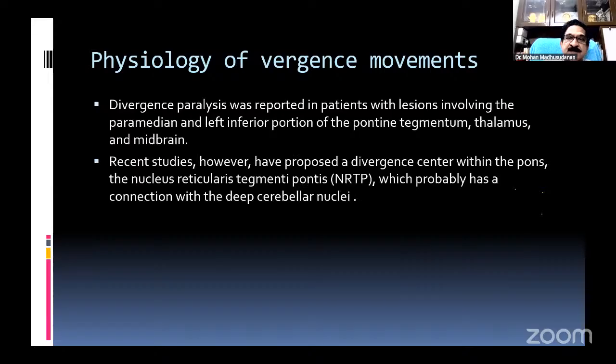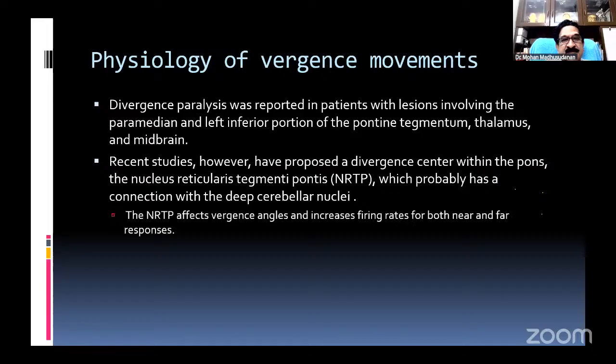Recent studies, however, have proposed a divergence center within the pons. It is called the nucleus reticularis tegmenti pontis, which probably has a connection with the deep cerebellar nuclei. The NRTP affects convergence angles and increases firing rate for both near and far responses. The divergence eye movements are either slow or fast.